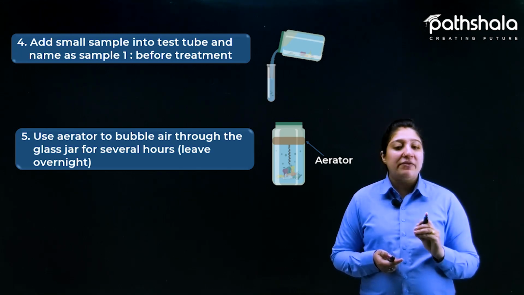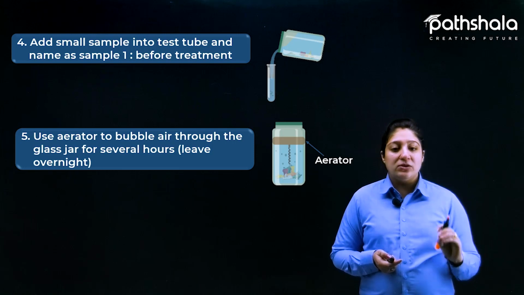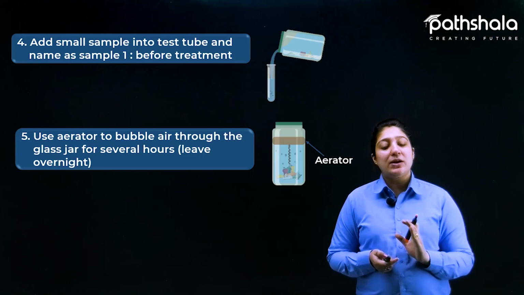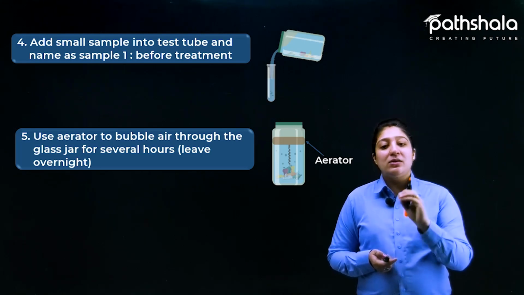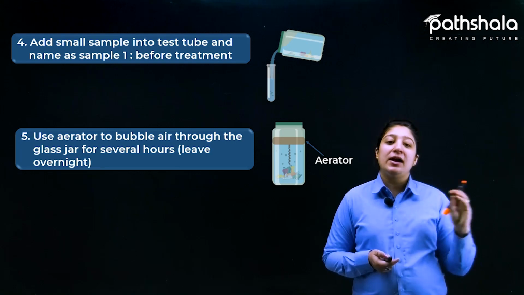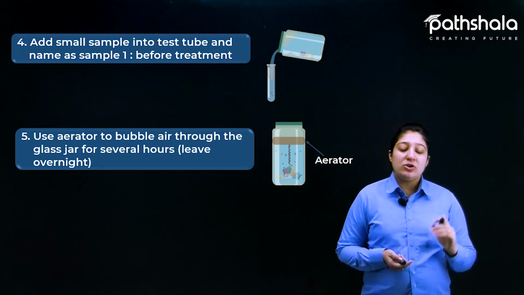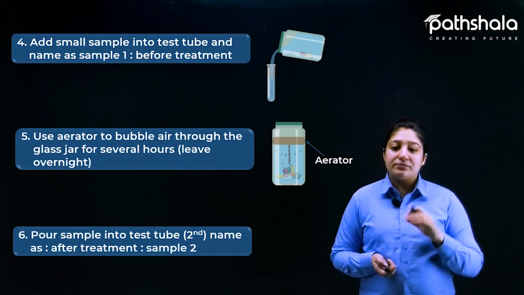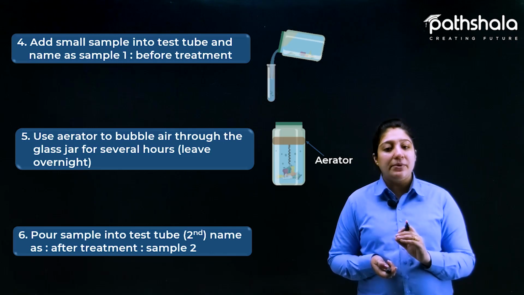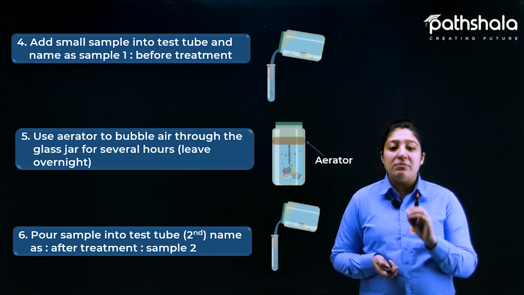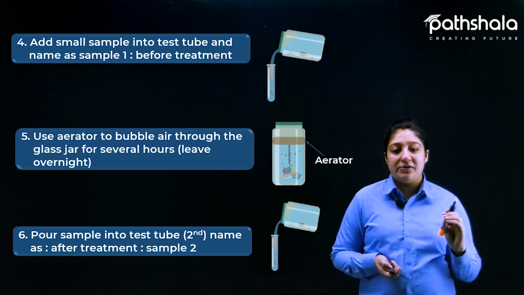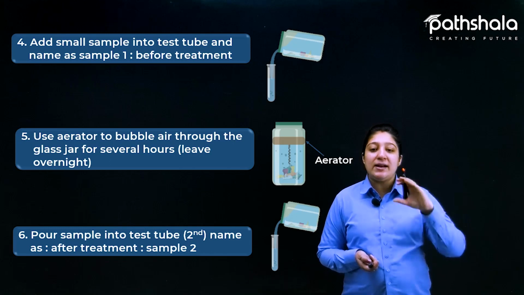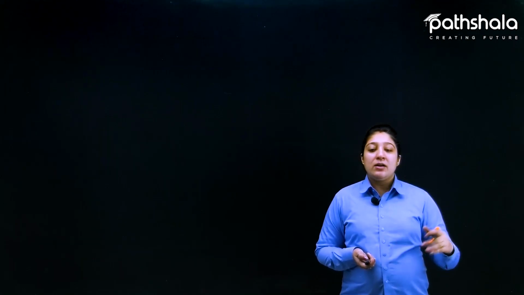And what happens because of aeration? The microorganisms grow. Now the microorganisms are very essential here, because they convert this dirty matter, which is organic matter, into a proper manure form, right? So that we are also going to discuss in a further slide. After that, take another sample, pour it in a test tube and name that test tube as sample 2 after treatment. Okay, now keep this test tube aside in a test tube stand and continue with this jar for the further process.